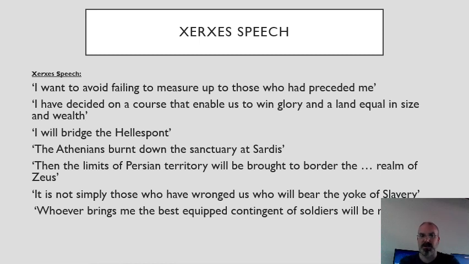And then finally he finishes with this idea of "whoever brings me the best equipped contingent of soldiers will be rewarded." So it's a kind of competition to win the king's favour. It's not hoplites turning out for their city, for their duty, for their country. It's a kind of slightly weird competition as to who can bring the best equipped contingent of soldiers.